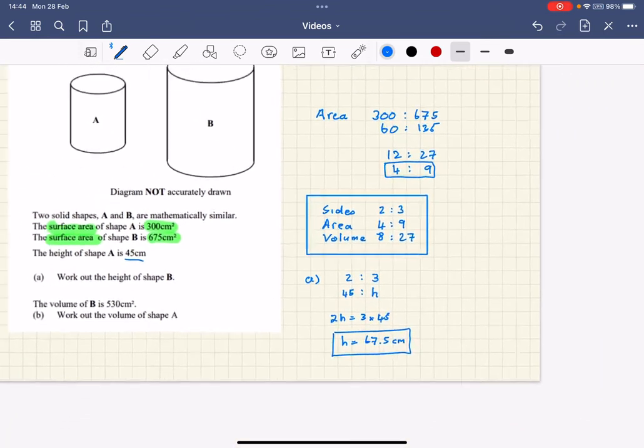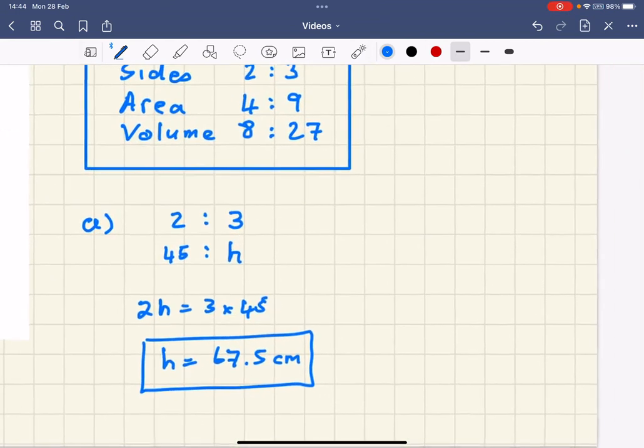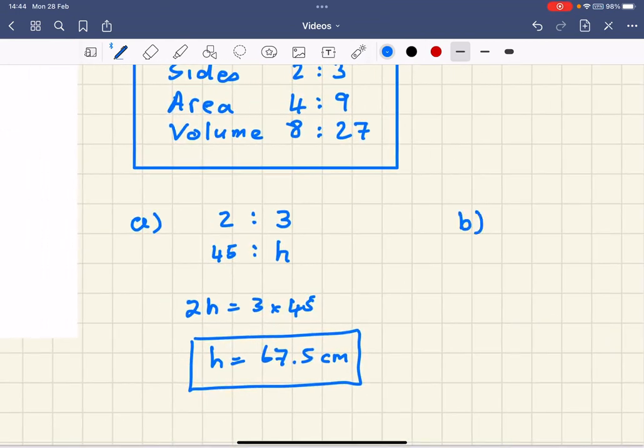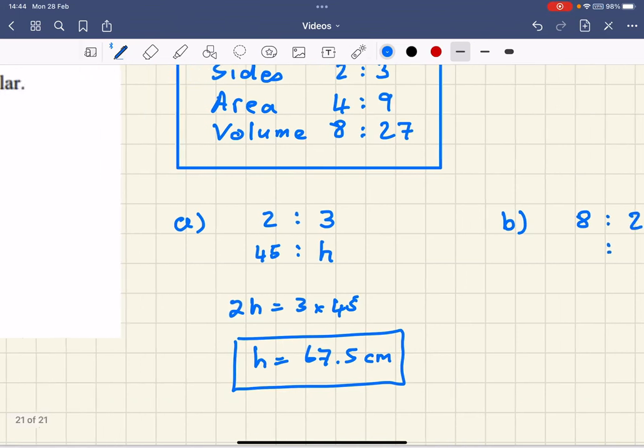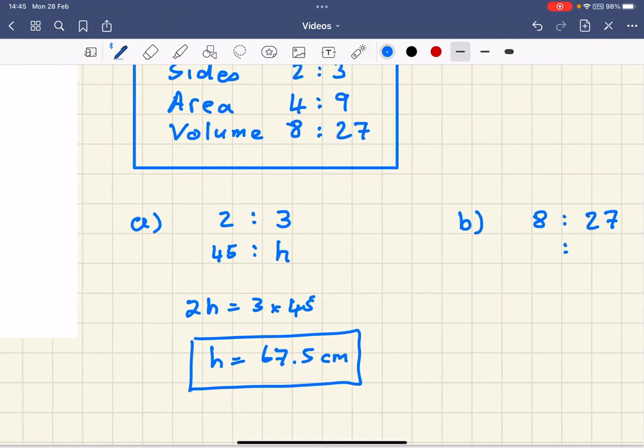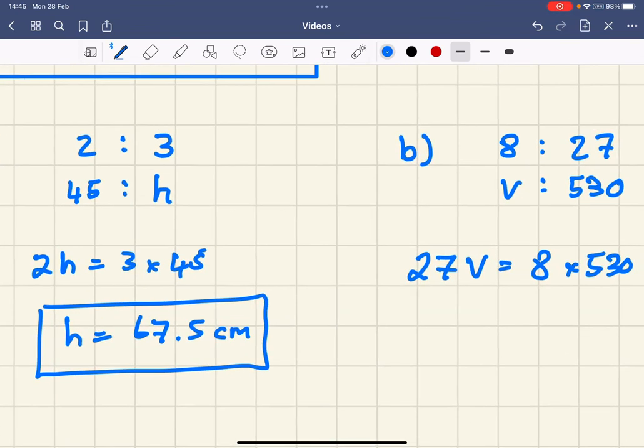Next one, the volume of B is 530. Work out the volume of A. So this time, because it's about volume, I'm going to pick out that ratio, 8 to 27. Let's just double check. 530 for my larger volume. Let's work out my V for my smaller volume. So again, I've got 27V equals 8 times 530. A little bit of algebra. We're going to do 8 times 530, and then we're going to divide it by 27. And it gives my volume for A as 157.03. Let's just round that one off.